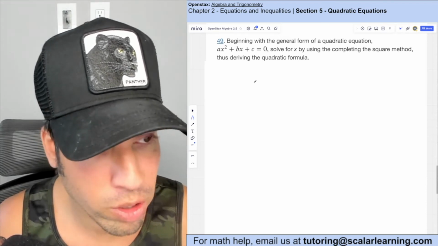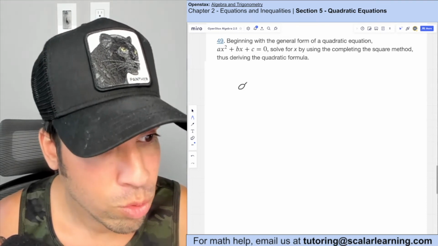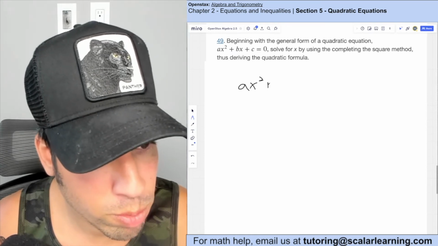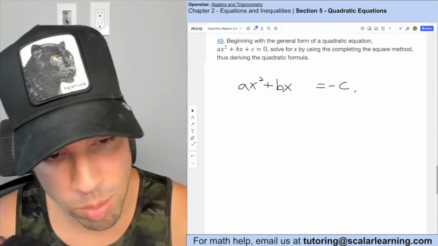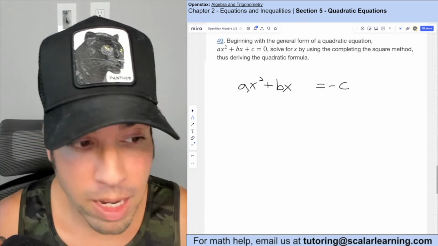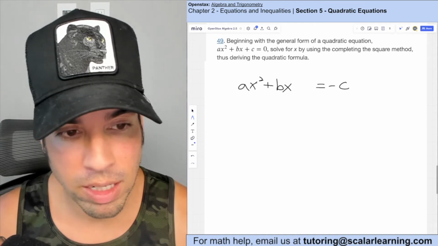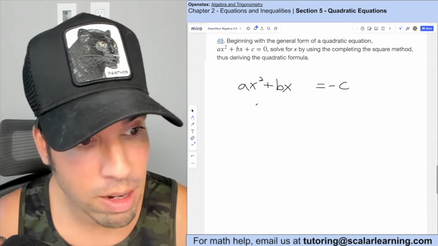Beginning with the general form of a quadratic equation, solve for x by using the completing the square method, thus deriving the quadratic formula. Okay, check this out. So we're first going to start by following our normal protocol. We're going to move that c value to the other side. So we got subtracting c from both sides. Then we want to get rid of that a. We don't want to have a leading coefficient. So I'm going to divide everything by a.